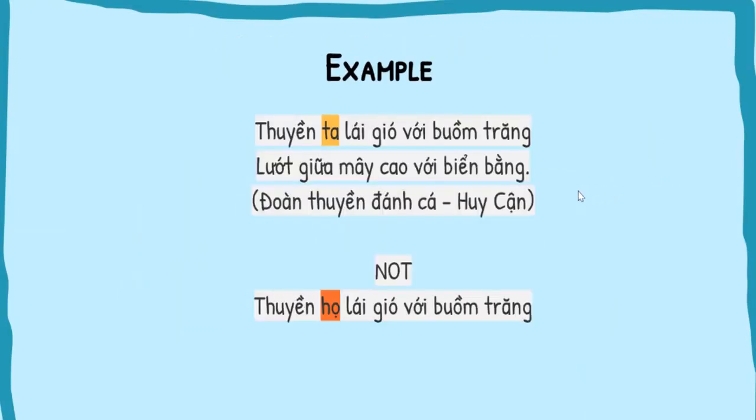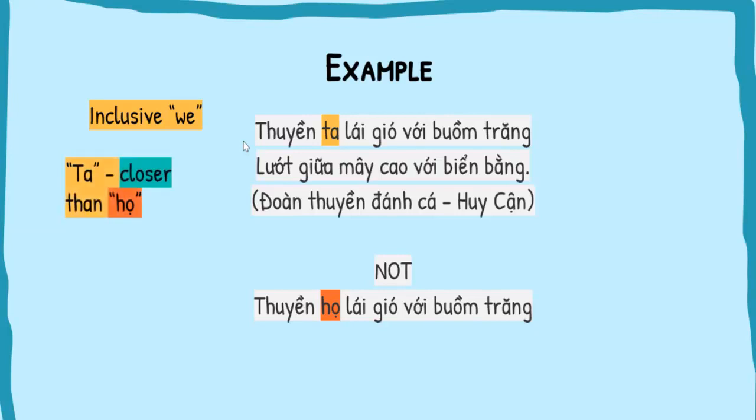So let's take a look at this example. "Thuyền ta lái gió với buồm trăng." In this case, why didn't Huy Cận use "họ" as the third person? The answer is that he is trying to use an inclusive "we," including the writer and the reader, to join together in the activity, to feel the spirit of the fishing and to enjoy the wonderful scenery on the sea. So here "ta" is used to make it closer than "họ" as the third person, which is more distant. So let's move on to the next part.